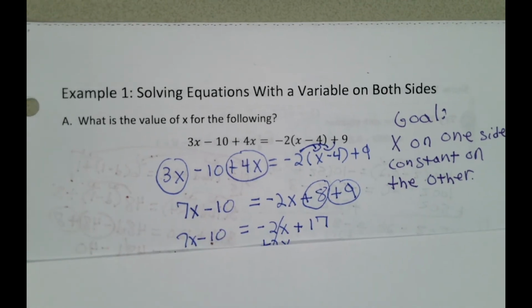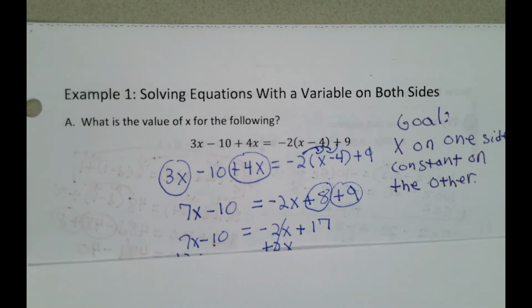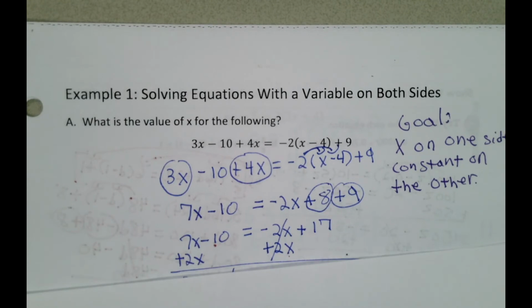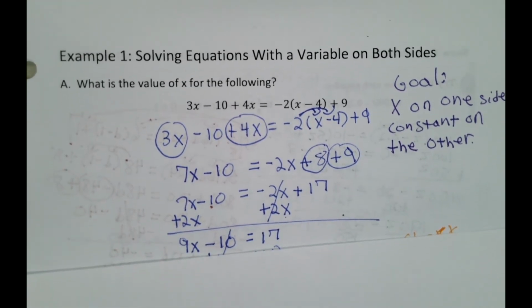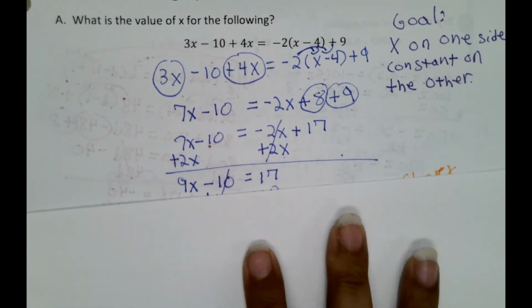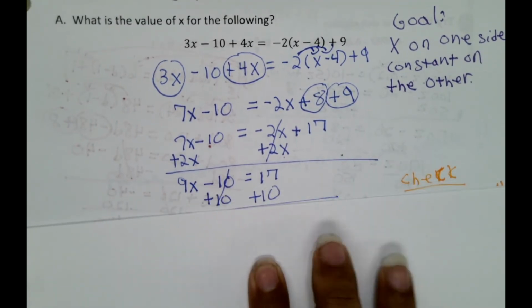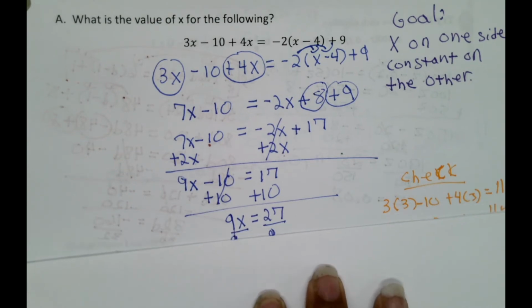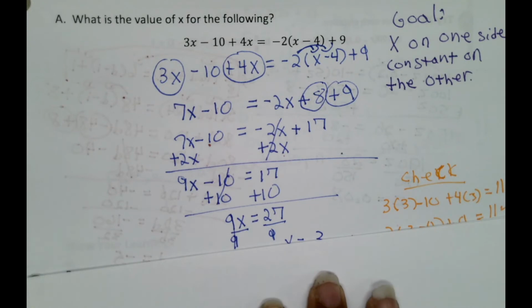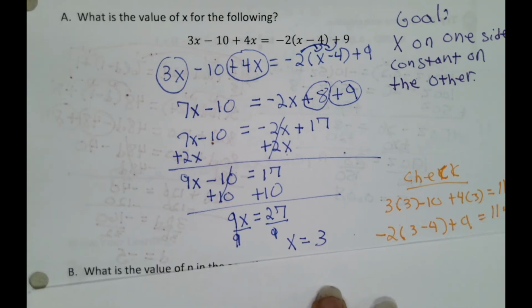Now, the goal is to get x's on one side, constants on the other. I like to get rid of my negatives, so I added 2x on both sides. 7x plus 2x is 9x. And then I brought down my negative 10 and my 17. At this point, it's just a two-step equation, right? So, add 10 on both sides. When we add 10 on both sides, we get 17 plus 10 is 27, so 9x equals 27. Now divide 9 and 9 on both sides. To get our answer, x equals 3.